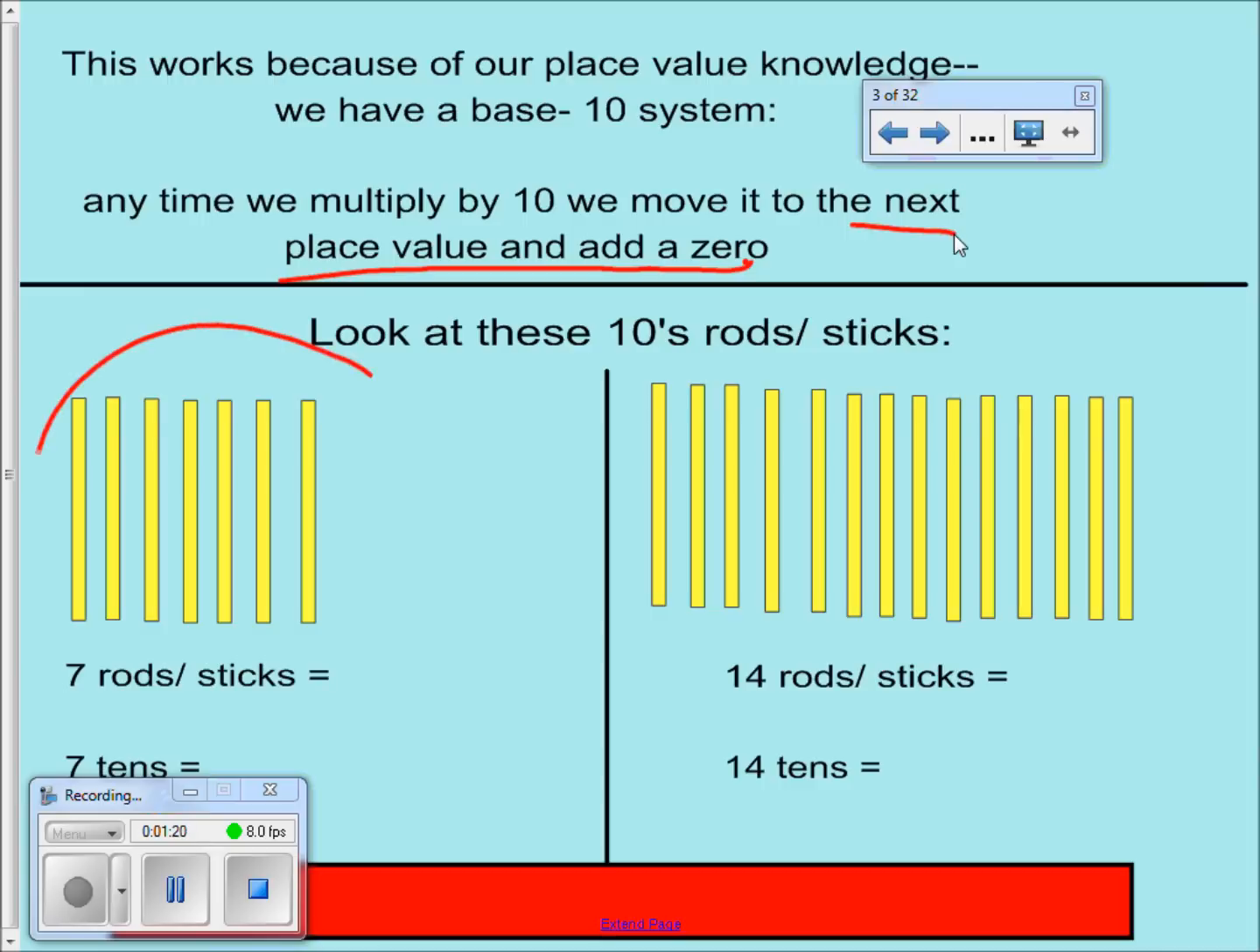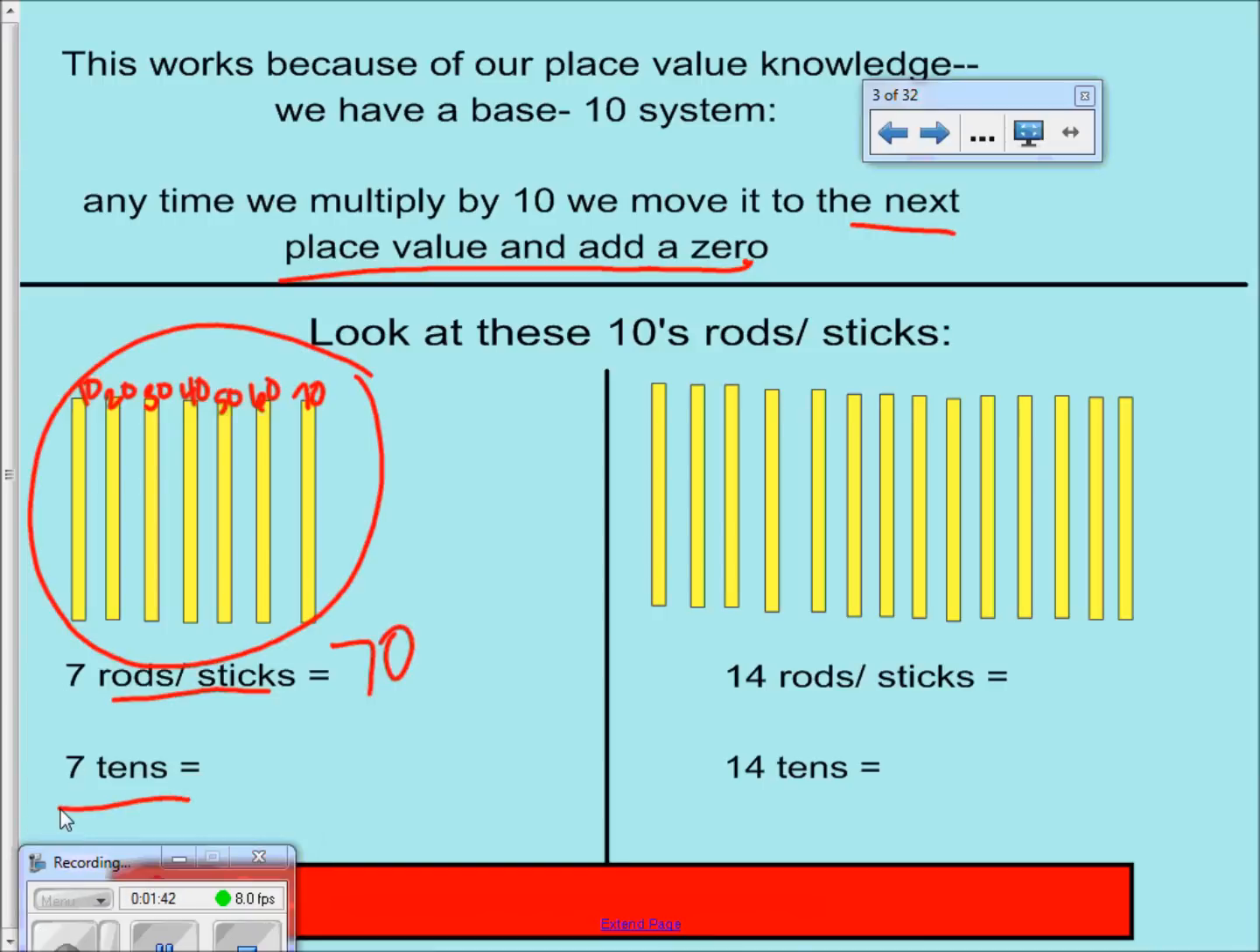Right here, if we count each of these yellow rectangles, each of them represents 10. So if we do 10, 20, 30, 40, 50, 60, 70, 7 rods or sticks equals 70. That's the same thing as saying 7 tens is the same thing as 70, because this is 1, 2, 3, 4, 5, 6, 7 tens.